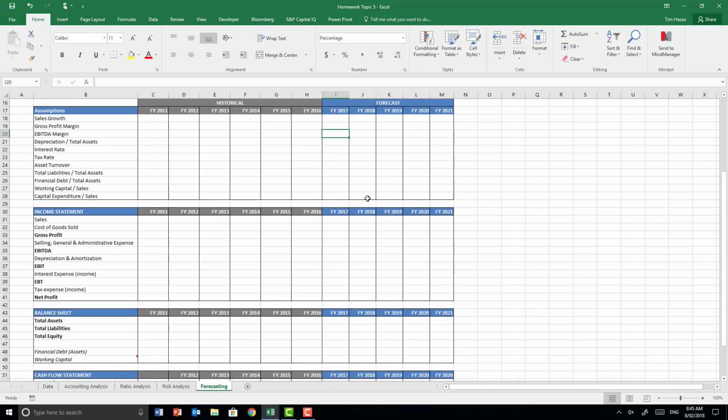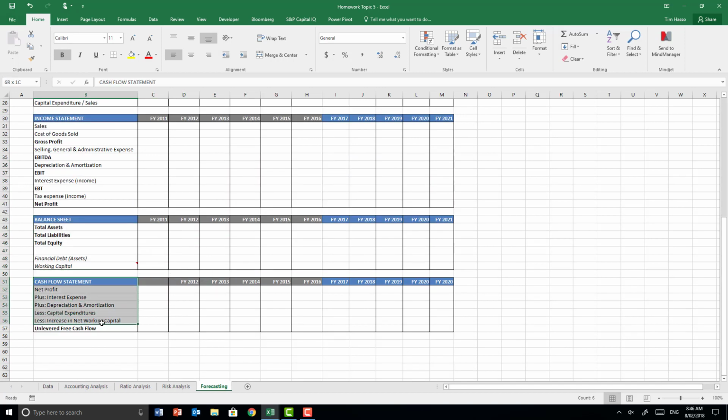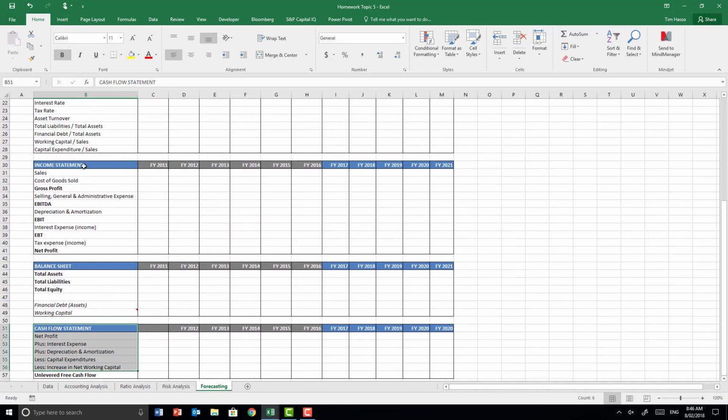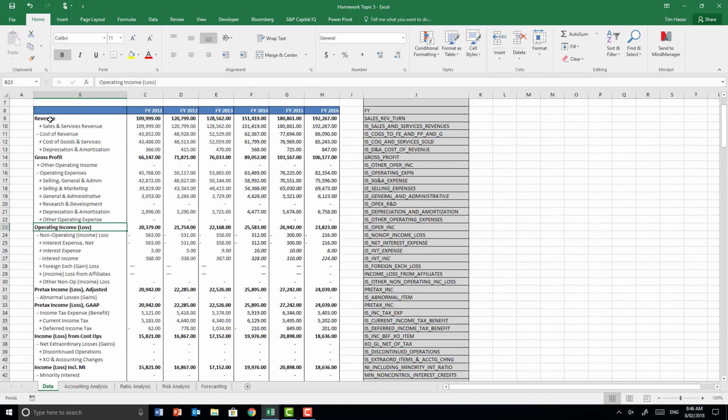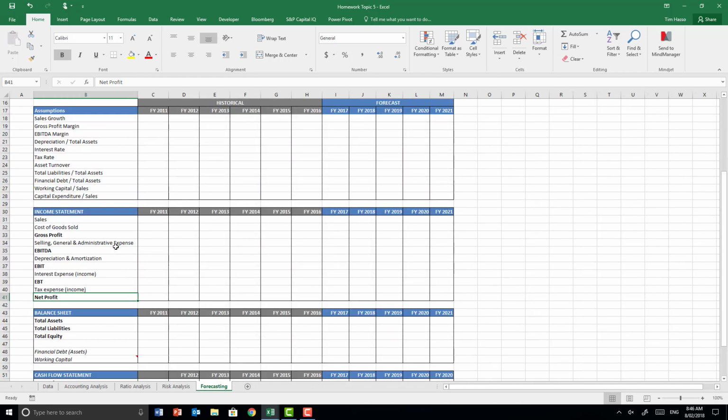All of these assumptions are then going to be driving the forecast down here. What you see down here is the forecasted figures for the income statement, the balance sheet, and the cash flow statement. You'll notice that the income statement has about 10, 11 line items, which means that it's a very condensed income statement. If you compare it to the income statement on the data sheet, which is probably about 50 line items, it is very much condensed. So it doesn't have as much detail, and we're really only interested in forecasting the necessary items. We don't want to forecast each and every line item, just the ones that we'll be using later on in our valuation.